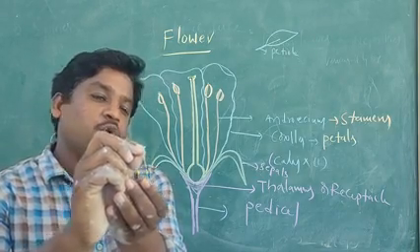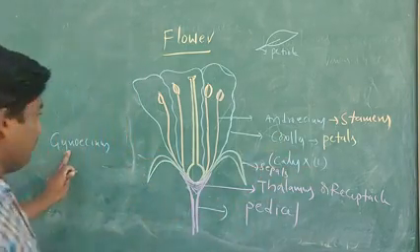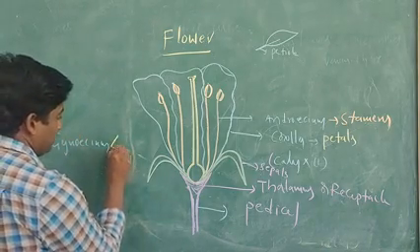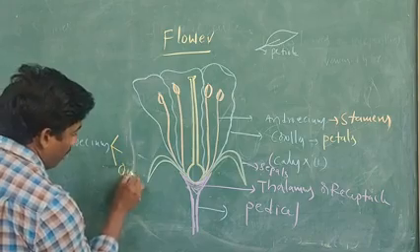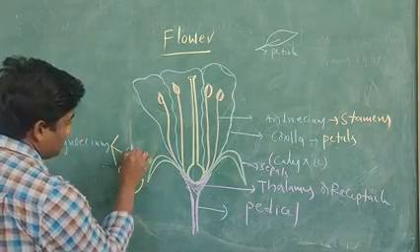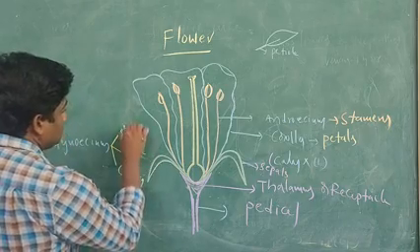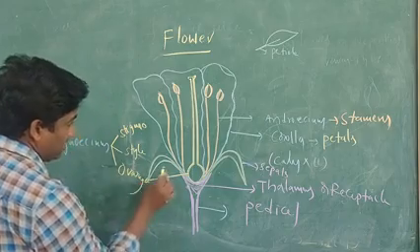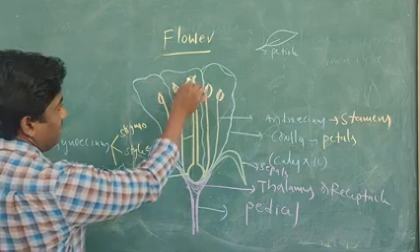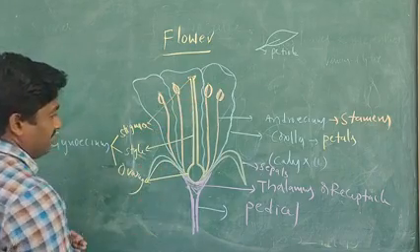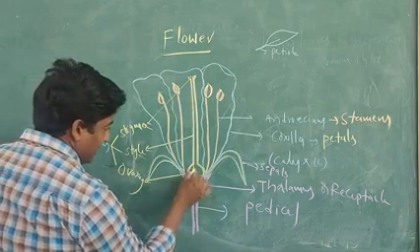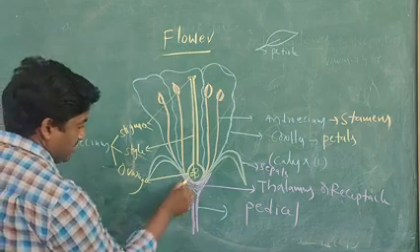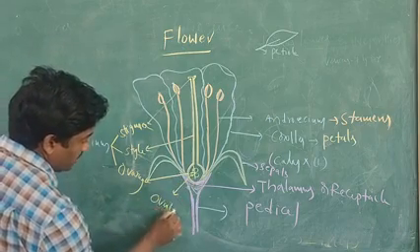The fourth circle we call the gynoecium. The gynoecium consists of 3 parts: ovary, style, stigma. So this is the ovary part. This is the style. This is the stigma. Inside the ovary, ovules are present.